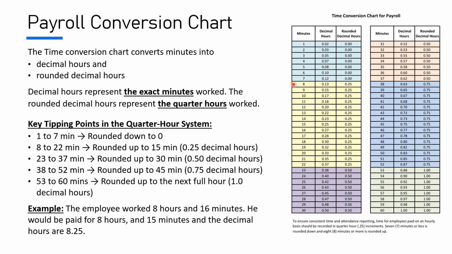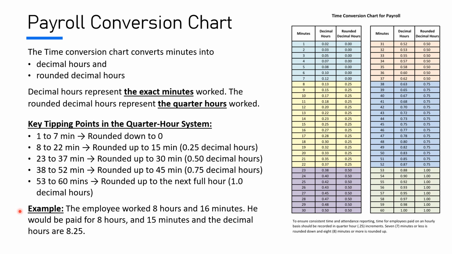For instance, 8 minutes would be the tipping point of going from 0 to 15 minutes, or to 0.25 in decimals. 23 minutes would be the tipping point of going from 15 minutes or 0.25 in decimals to 30 minutes and 0.5 in decimals. So let's say the employee worked 8 hours and 16 minutes. The employee would be paid for 8 hours and 15 minutes, and the decimal value is 0.25.